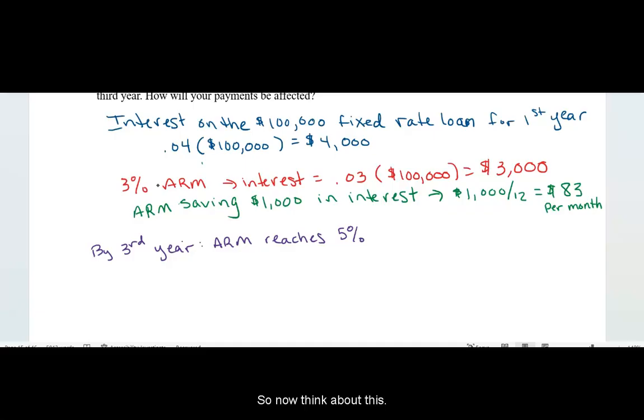So now think about this. In the beginning, in the first year, you had a 4% versus 3%, a 1% difference. So here, by the third year, the adjustable rate mortgage is 5%, but your fixed rate is still at 4% because it's fixed. So you still have a difference of 1% interest, but the situation is reversed.